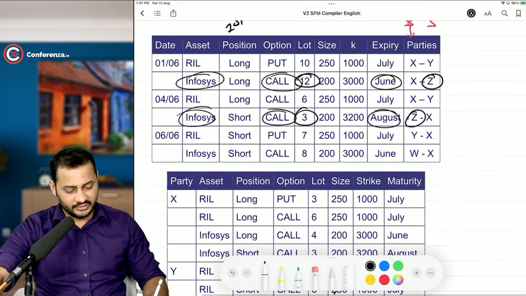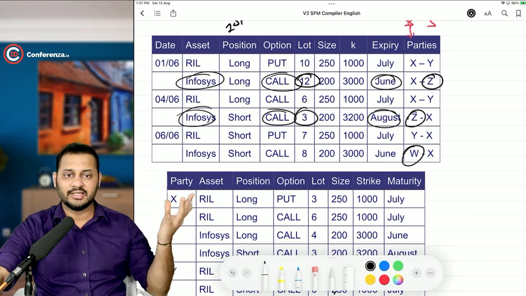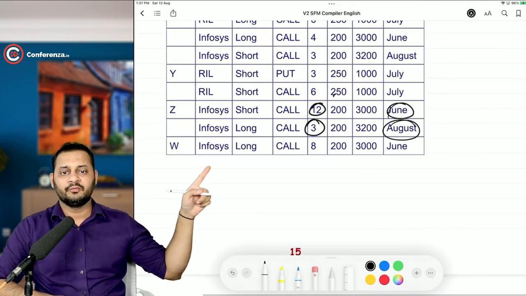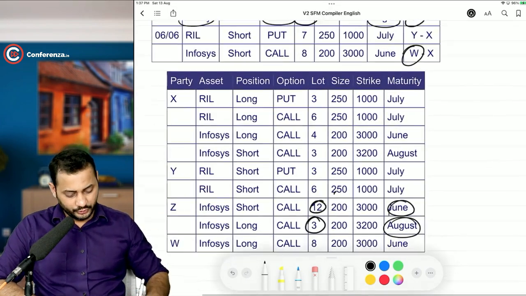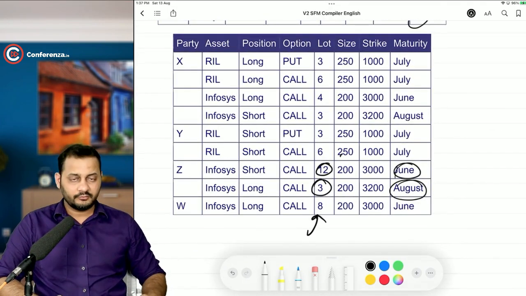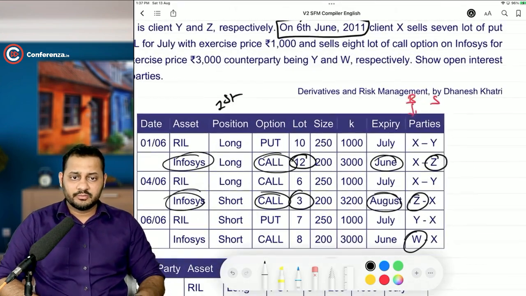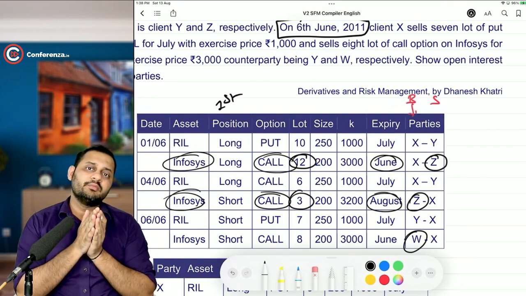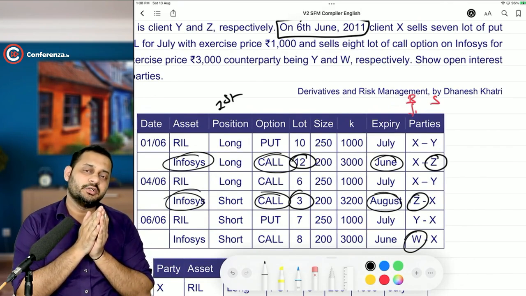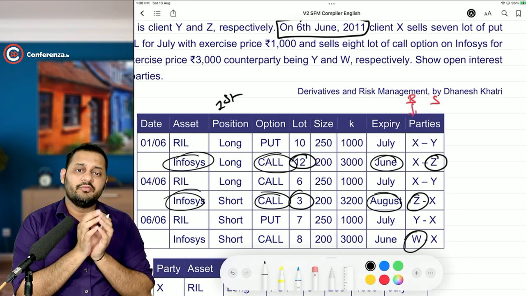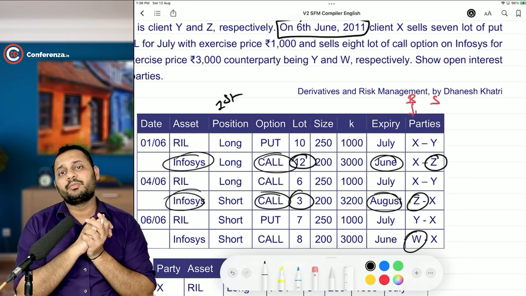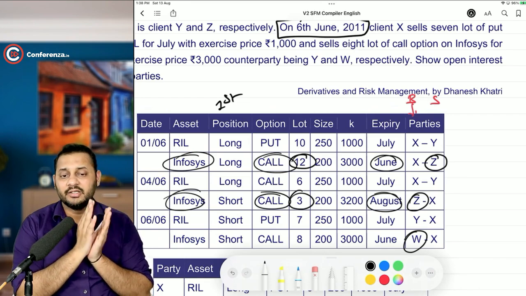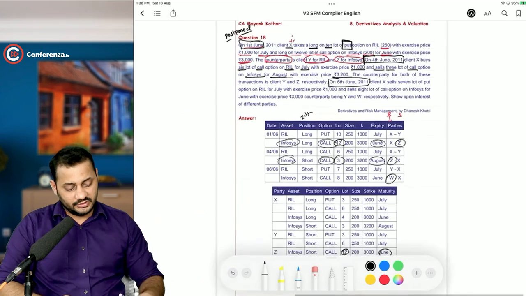And the only party left is now W. He has no other transaction, so this position will remain open for 8 contracts. 8 contracts, that's it. We had to show the open interest. That means if it is possible to reduce the number of contracts of the same type of option, you should do that. Or if we are adding more to the same type of option, we can do that. But if it is not matching, it will remain in the open interest. So this is how this question was.